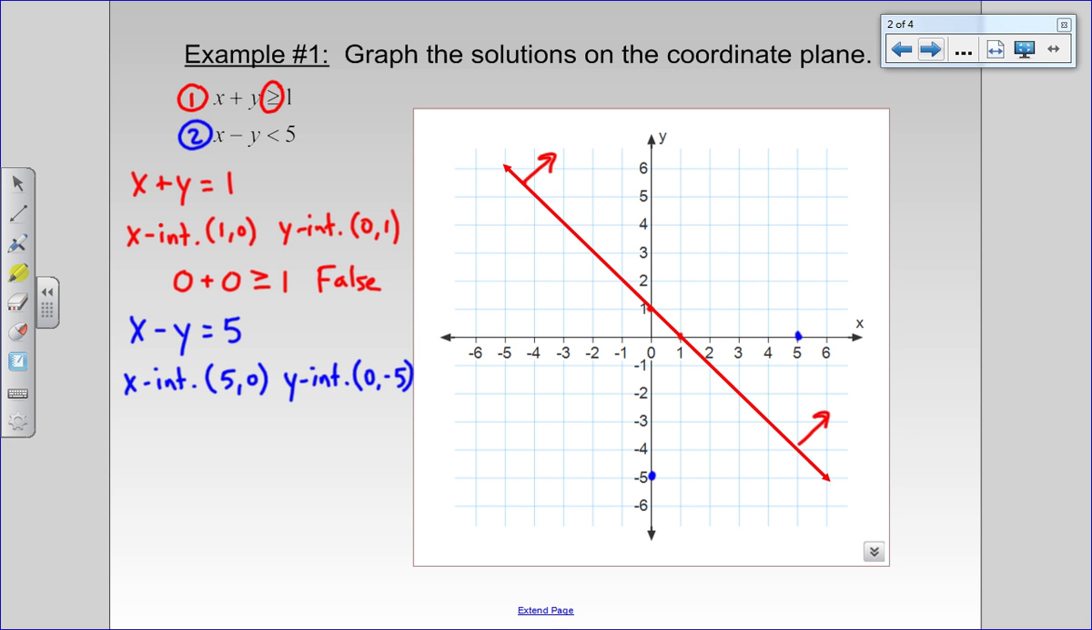And then notice that we have a less than symbol. This means that points on the boundary line are not solutions, and so we'll use a dashed line for this inequality.